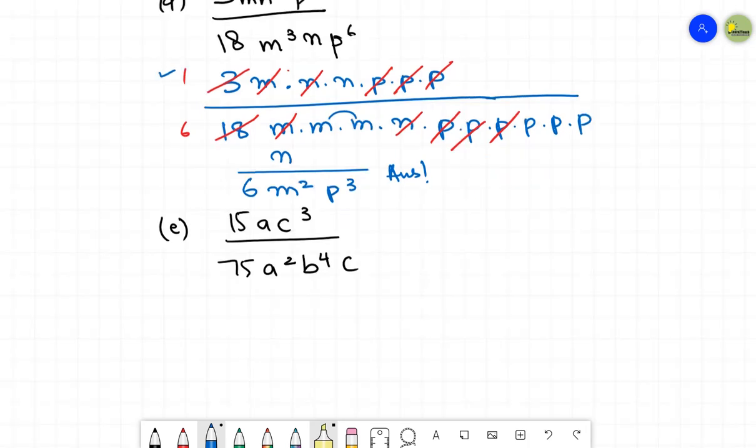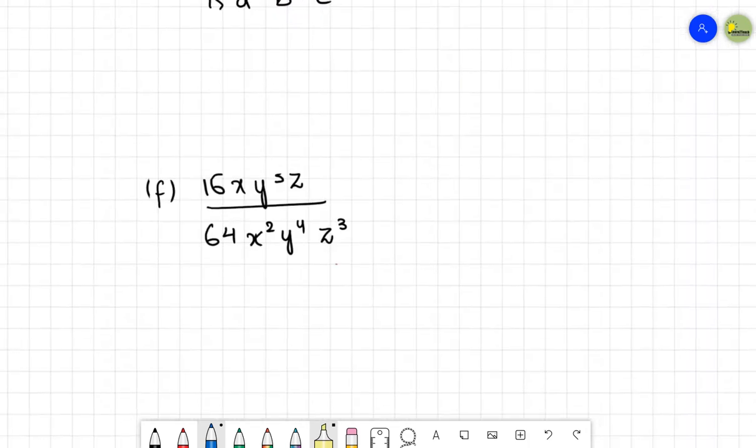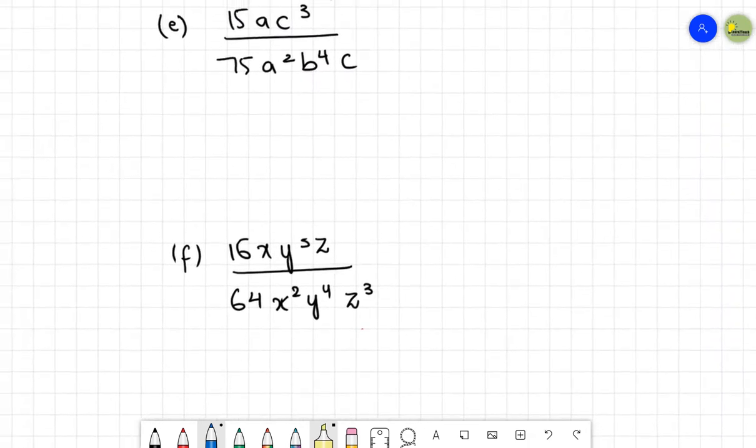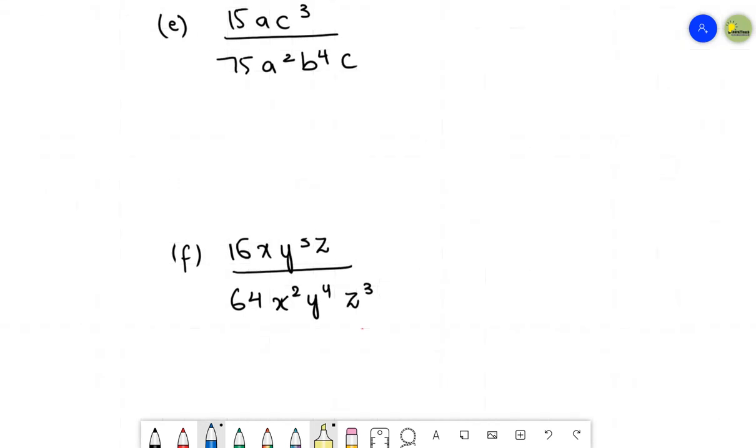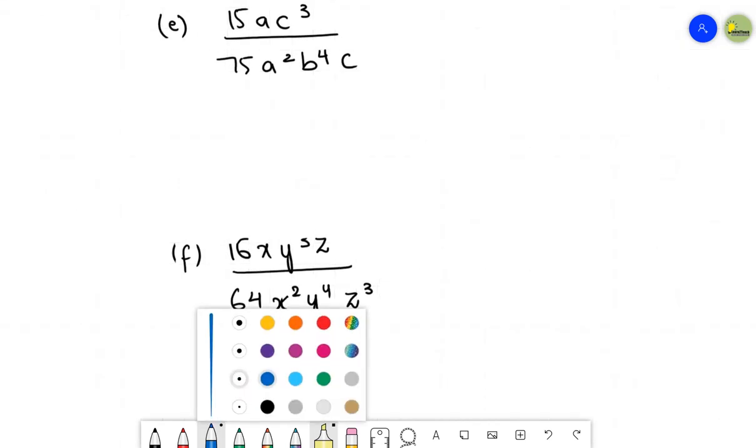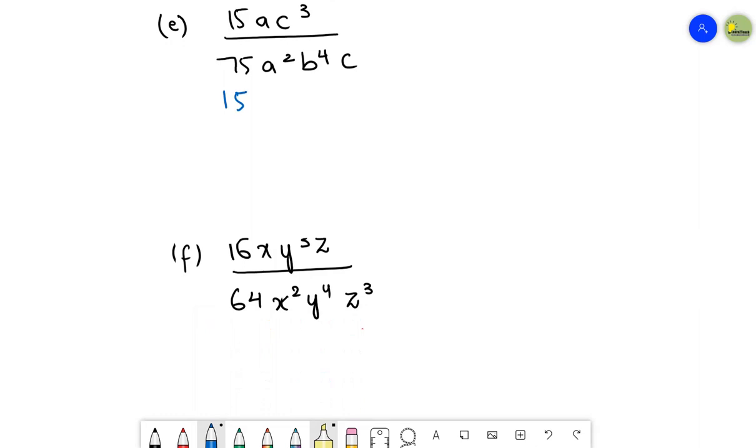Okay, so let me do part E for you now. Here it is. Okay, let me expand first of all the variables. It is 15 a dot c dot c dot c divided by 75 a dot a. Then you have 4 b's, 1, 2, 3, 4, and only 1 c is present in the denominator.